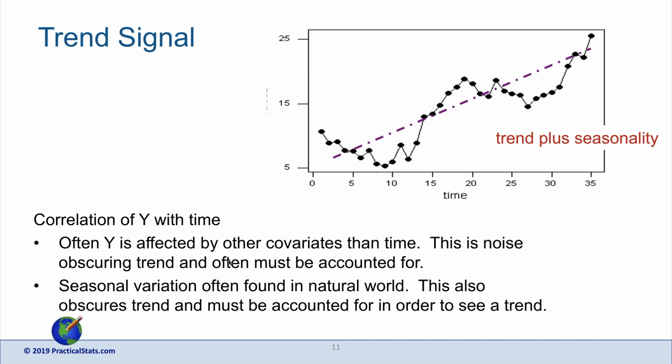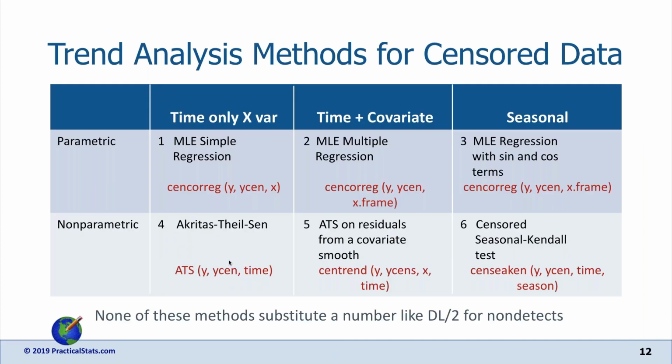All of those things, the things that are not time, have noise and they obscure the trend signal, and you often have to pull them apart in order to see the trend. So we're going to look at 6 different methods today, starting in the left-hand column, where time is the only X variable. So this is the simplest procedure.